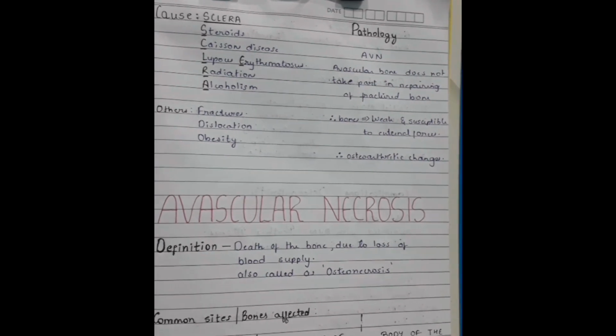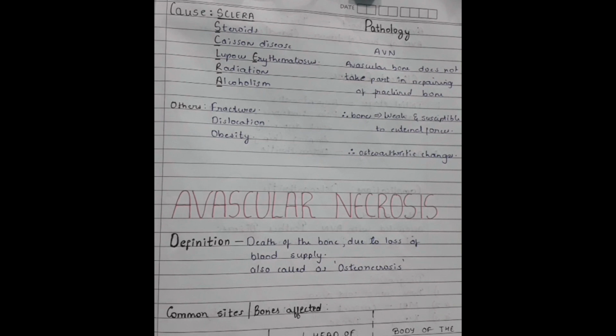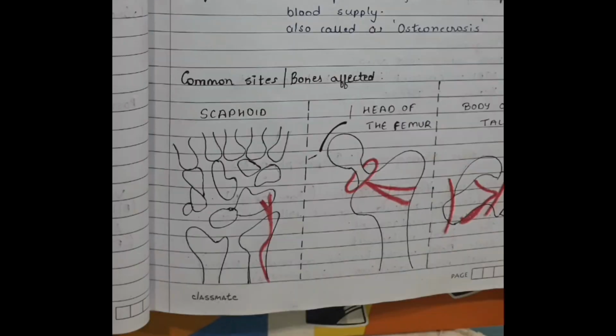The pathology of avascular necrosis. Whenever there is avascular necrosis, the avascular bone does not take part in repairing of the fractured bone. Therefore, the bones become weak and susceptible to external forces, resulting in osteoarthritic changes. Osteoarthritis refers to a type of inflammation of the joints because of degeneration of articular cartilage.